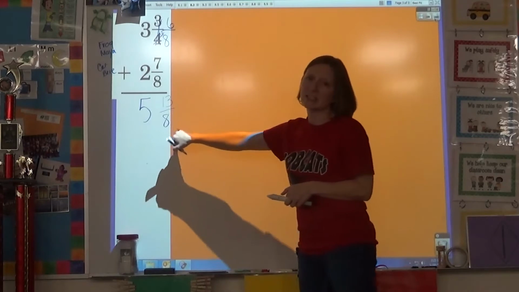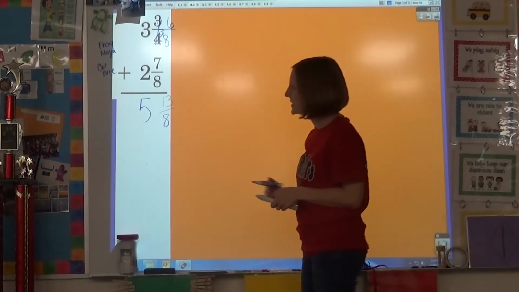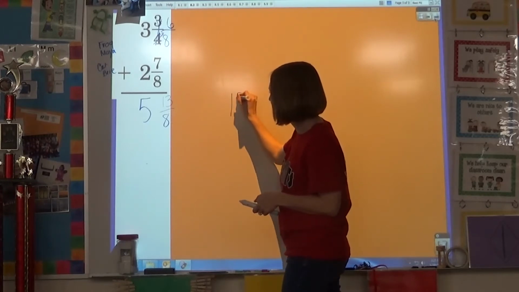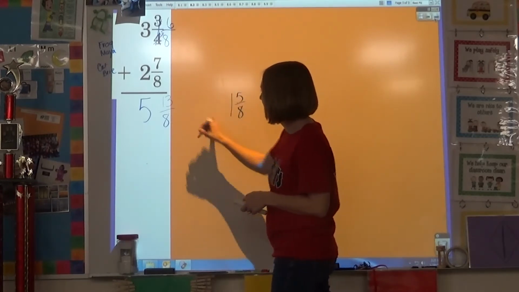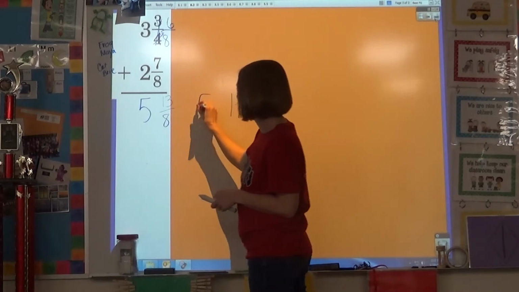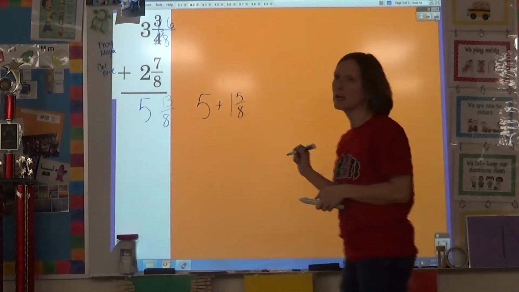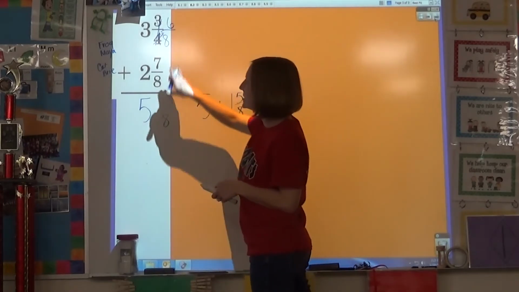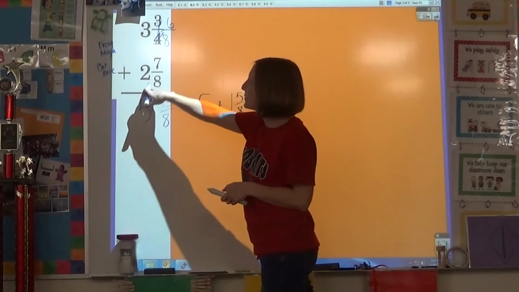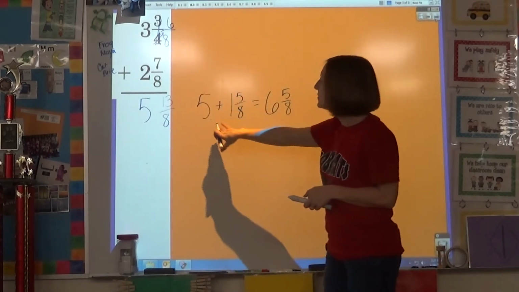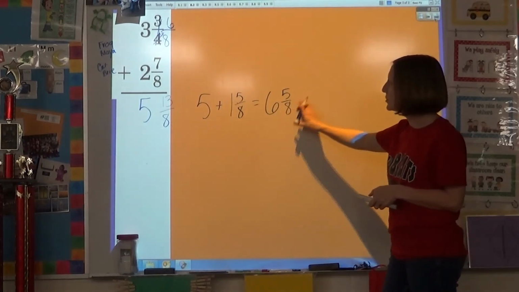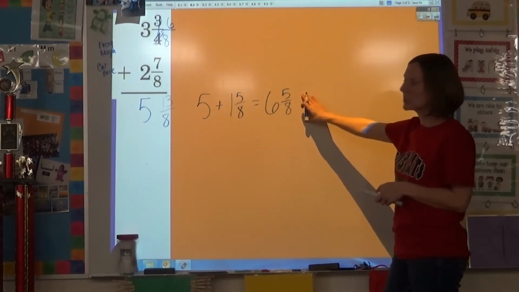Now again, 13/8 is an improper fraction, so I need to fix that up a little bit. How many 8s go into 13? There's 1. There's 5 left over out of the 8. I'm going to take that and add it on to my 5, my whole number that I had before, and now my answer will be 6 and 5/8. Okay, so make sure you have your common denominators. Add your whole numbers, add your fractions. If you have an improper fraction, you'll need to simplify, and then double check to make sure that your final answer is simplified as well.